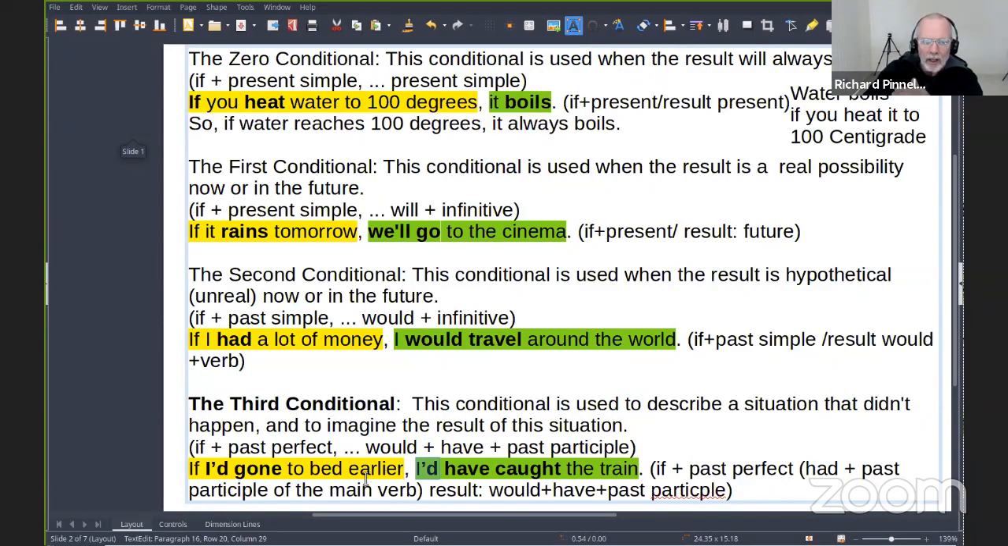If I'd gone to bed earlier, I'd have caught the train. Past event, past hypothetical situation in the past. The reality is that I didn't go to bed earlier, with a result also in the past. The if part is past perfect, which is had plus the past participle. And the result is would plus have plus the past participle. Okay.